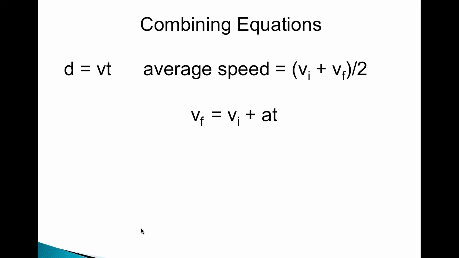Okay, we're also now going to try to combine some of the stuff that we've already done. We have two things that we've done before: the average speed equation, and also that the average speed is the initial plus the final divided by 2. By combining these two concepts, I can get a third equation. And it's a little tricky.